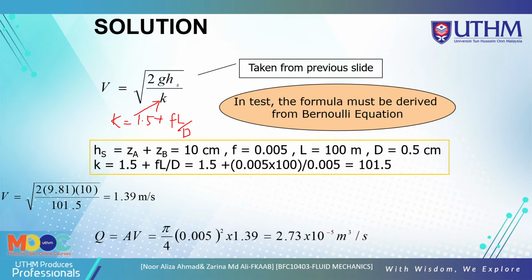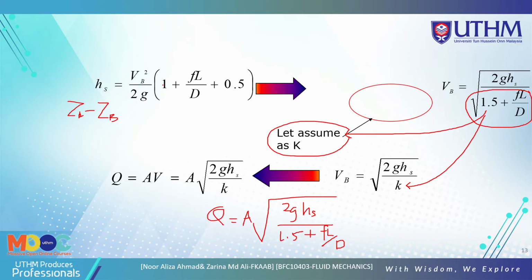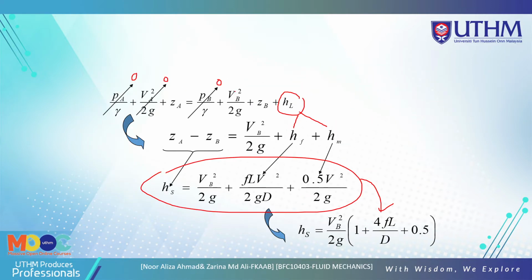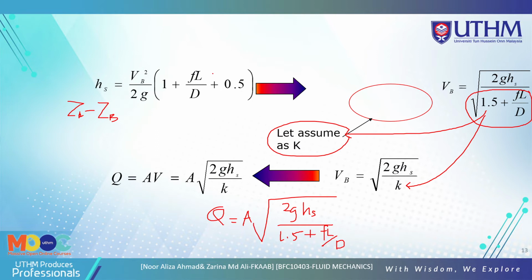Okay, in the test the formula must be derived from the Bernoulli equation. So if in the question later they do not give this V, you must derive it from this equation. Meaning they want you to show it: you have to use the Bernoulli equation until you get the HS and this value.